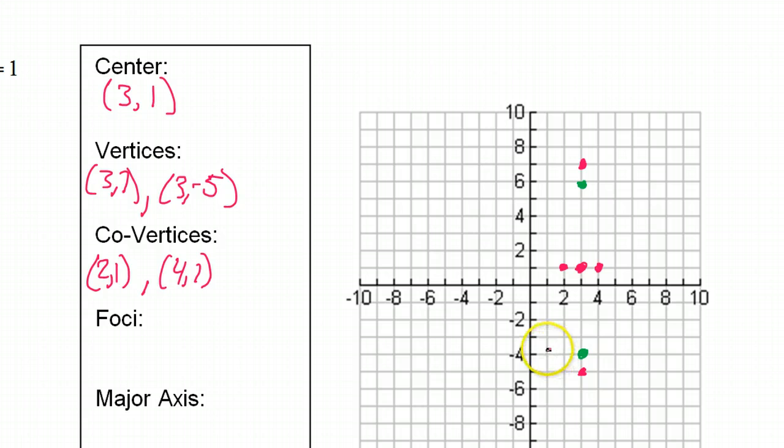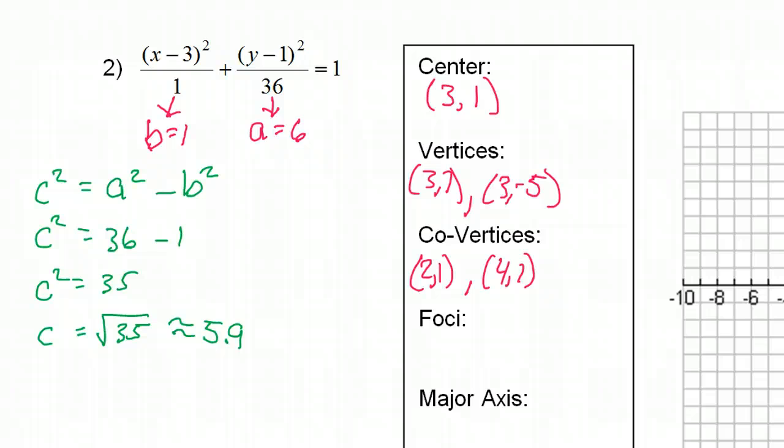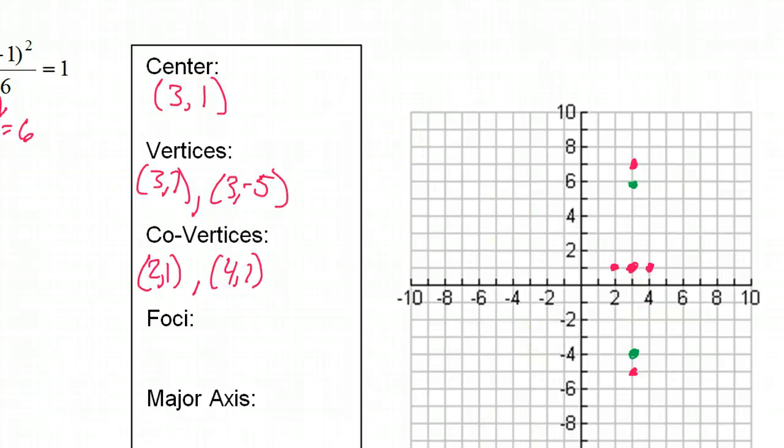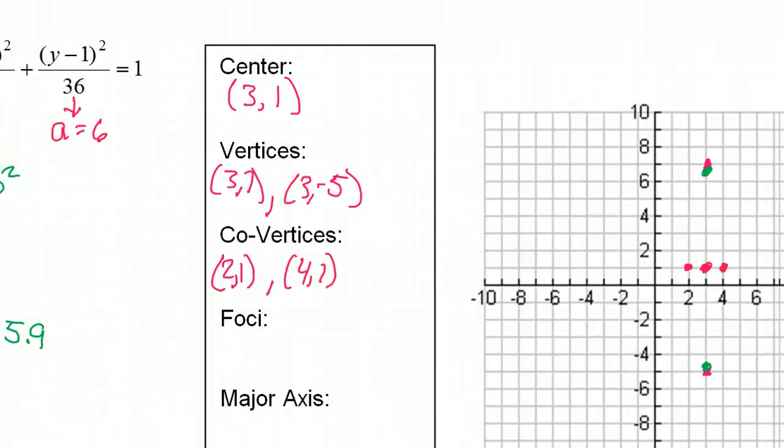Wait, I lied. I missed. Okay. 5.9, because I was thinking 5.9 looking at the 6, but it is 5.9 up. All right, so that's going to actually be like right there and right here. Okay, it's almost to the vertices. Anyway, the coordinates of those points. So you got to be careful, guys.